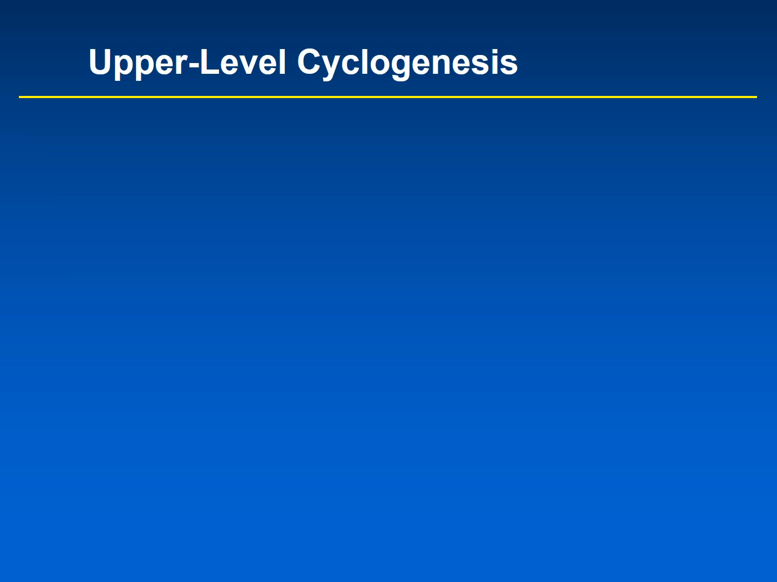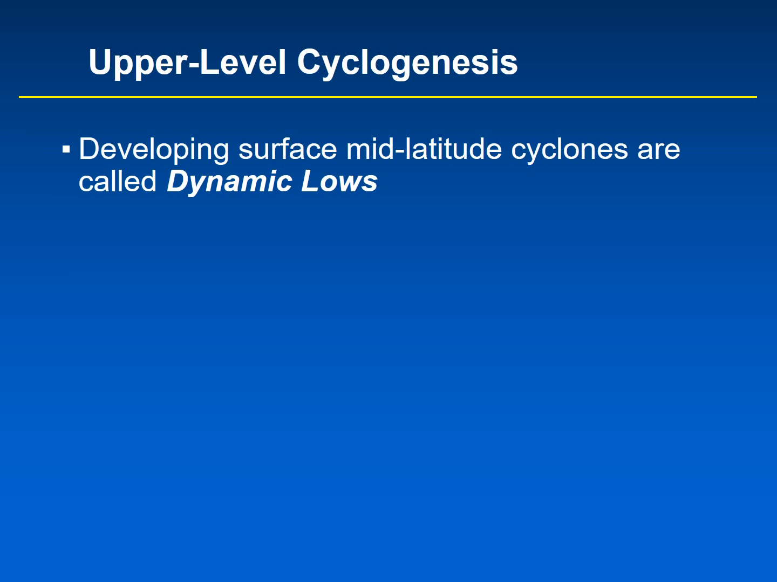Developing surface mid-latitude cyclones are called dynamic lows. In order to intensify, there needs to be divergence aloft. Divergence is the spreading out of air. So air converges at the surface of a low. In the northern hemisphere, winds blow counterclockwise and inward to the low. But air needs to spread apart, diverge in the upper levels in order for the low to become stronger.